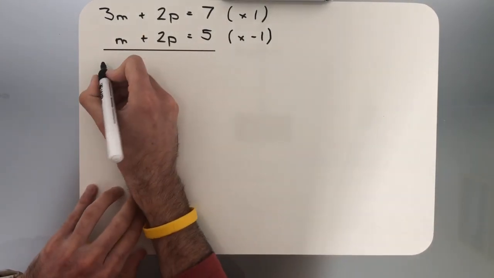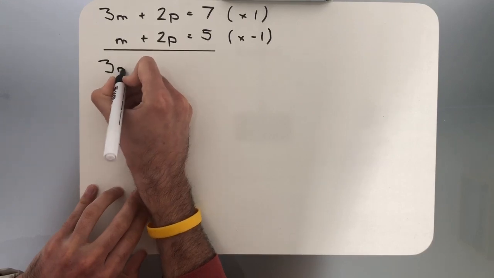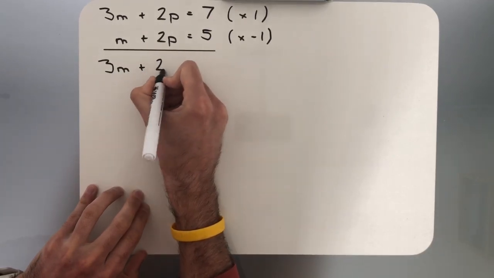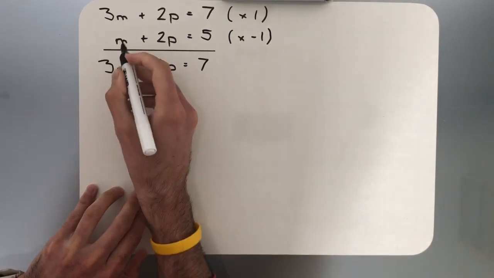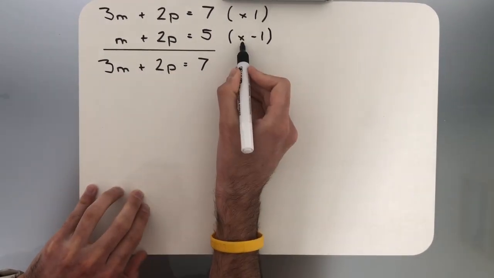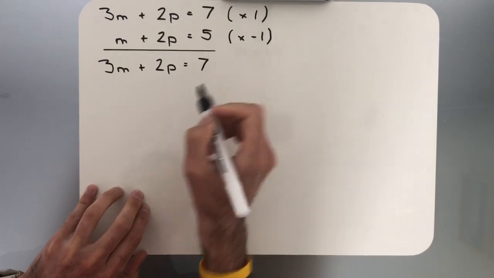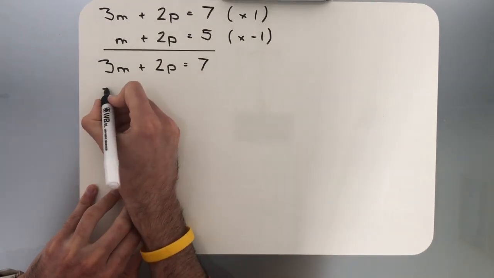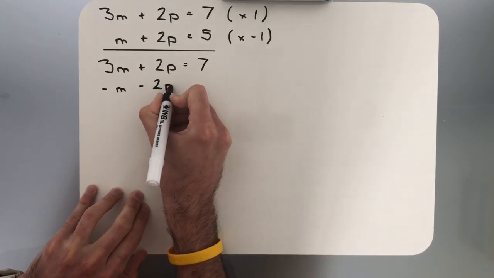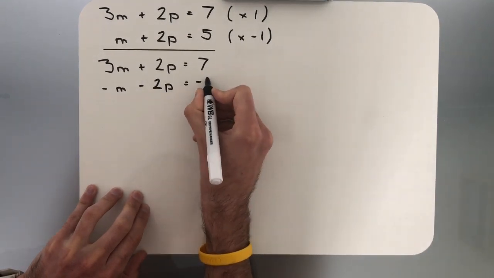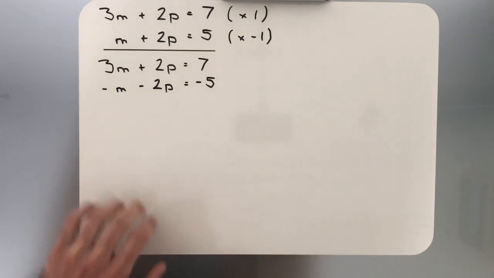So the top equation is going to remain the same. 3m adding 2p is 7. Now the bottom equation, we want to multiply absolutely everything by -1. So that will give me -m subtract 2p is equal to -5.